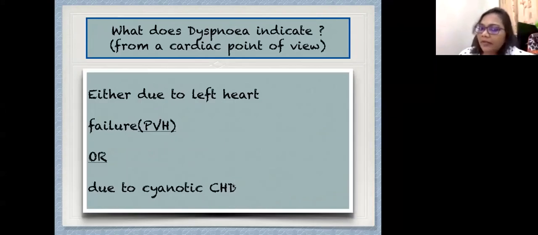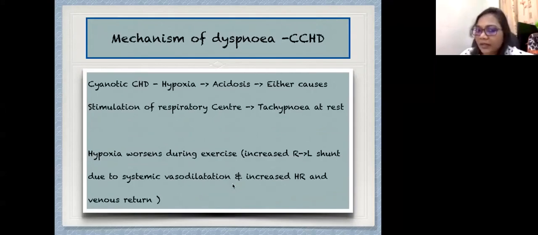So, we've already mentioned that from a cardiac point of view, it indicates dyspnea on exertion or at rest. That is full-fledged heart failure, which indicates either left heart failure, which is pulmonary venous hypertension, or cyanotic CHD. So what is the mechanism of dyspnea in a cyanotic CHD?